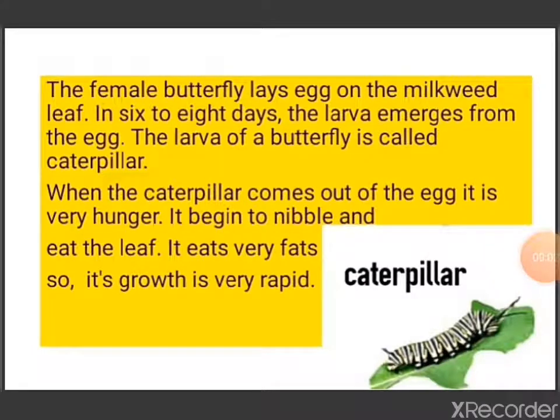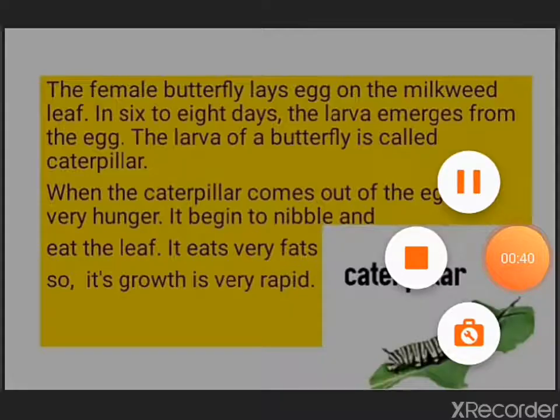Firstly, a female butterfly lays eggs on a leaf of a milkweed plant. In 6 to 8 days, the larva emerges from the egg. The larva of a butterfly is called a caterpillar. That is, a caterpillar comes out of the egg after 6 to 8 days. When a caterpillar comes out of the egg, it is very hungry. It begins to nibble and eat the very leaves on which it emerged from the egg. It eats very fast, so its growth is very rapid.